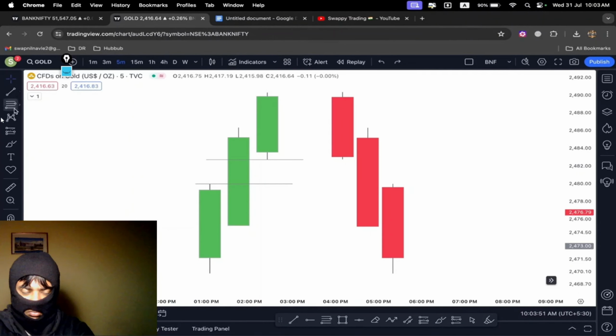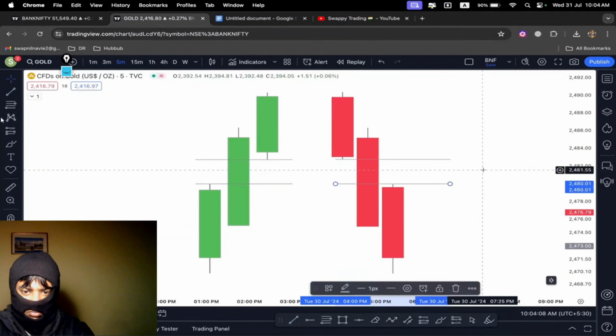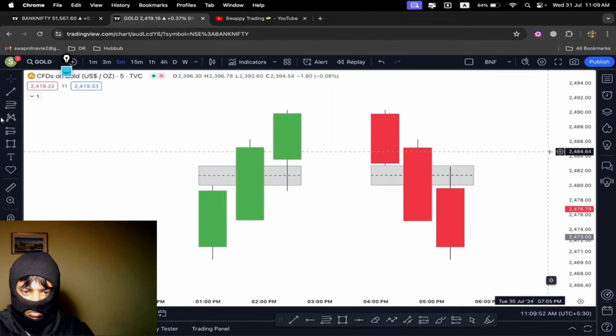So, that's your buy side fair value gap. Now, how do you calculate the sell side fair value gap? The low of the first candle and the high of the third candle. This is what we call your FVG. So, we've understood what a fair value gap is.